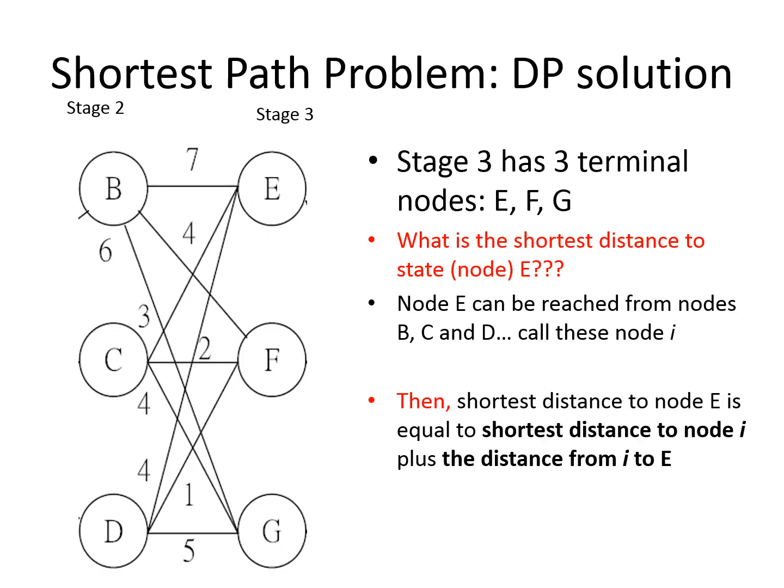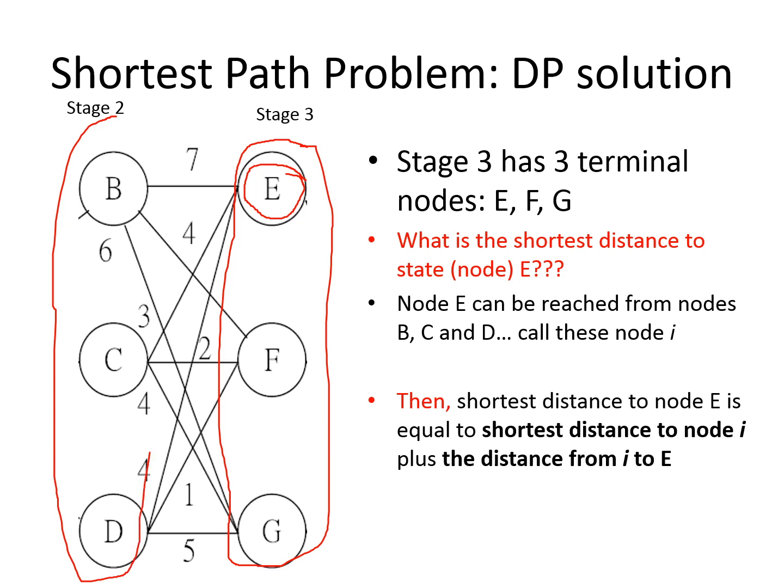So the second sub-problem deals with moving from stage 2 to stage 3, and in this case stage 3 also has 3 states, or terminal nodes, which we call them, or nodes. So states E, F, and G in stage 3. What is the shortest distance to state or node E? Well, it depends. It depends on where you're coming from in stage 2. You could be coming to E from state B, or from state C, or from state D. We don't know. So node E can be reached from nodes B, C, and D.